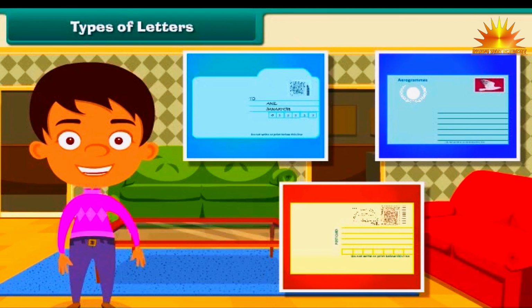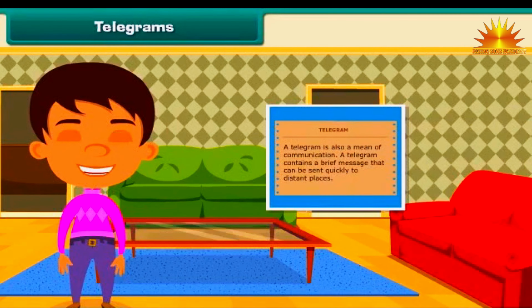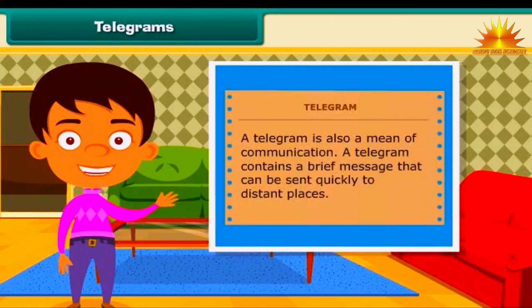But do you know that there are some letters that reach us really fast? These are telegrams. A telegram is also a means of communication. A telegram contains a brief message that can be sent quickly to a distant place. You will be surprised to know that very short messages were sent through these telegrams, and people had to pay money according to the number of words they had.